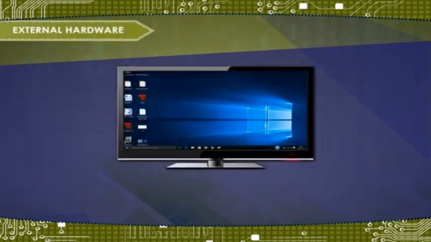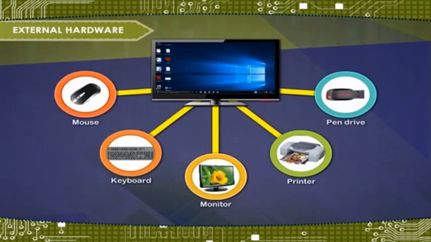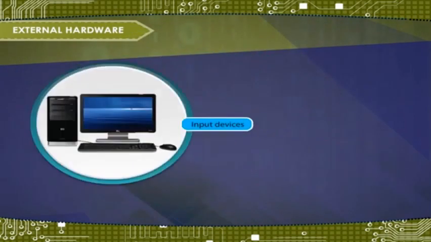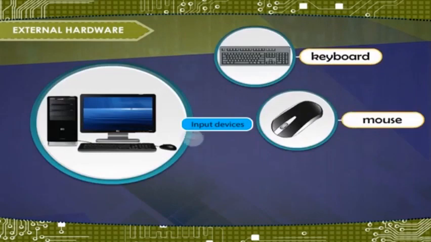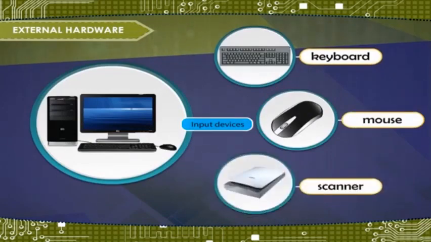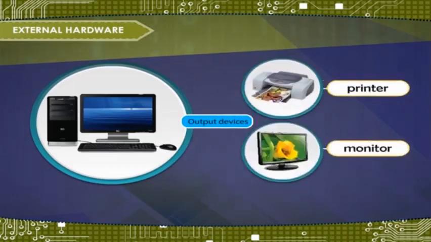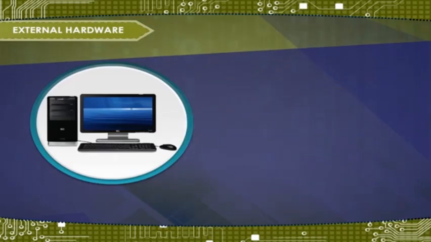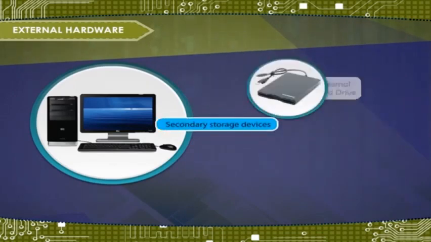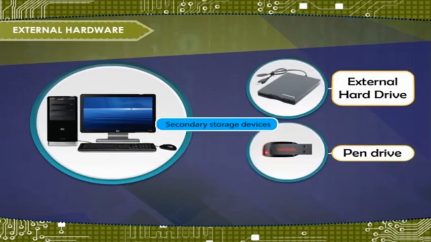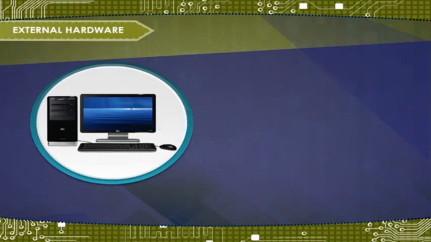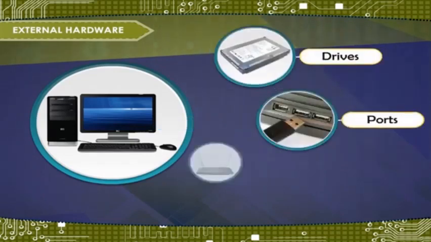etc. External hardware. External hardware describes a hardware device that is installed outside of the computer. Input devices: keyboard, mouse, scanner, etc. Output devices: printer, monitor, etc. Secondary storage devices: external hard drive, pen drive, etc. Drives and ports: modem.